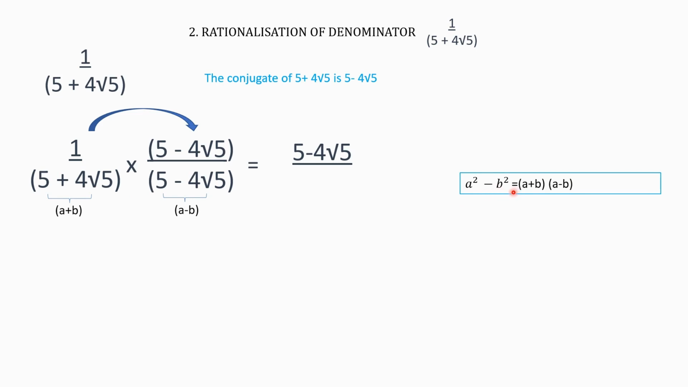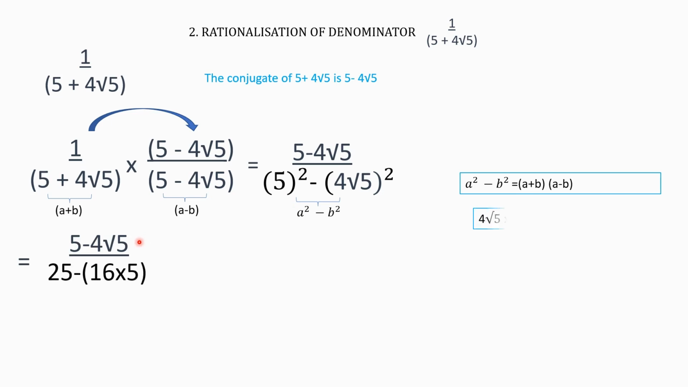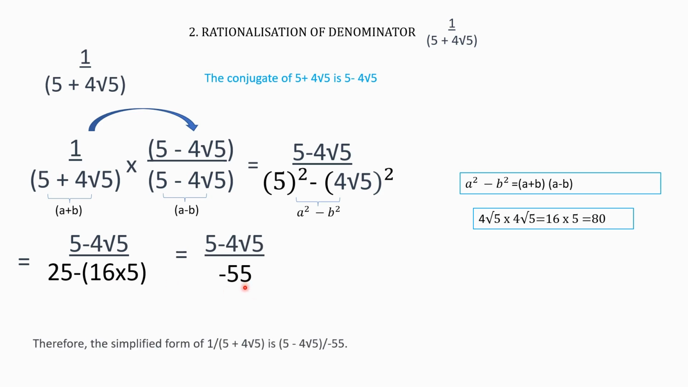Applying the same formula here, we get 5 square minus 4 root 5 whole square. Next step, we get the numerator as it is, 5 minus 4 root 5, divided by 25 minus 16 into 5, which is equal to minus 80. Finally, we get 5 minus 4 root 5 by minus 55. Therefore, the simplification of 1 by 5 plus 4 root 5 is 5 minus 4 root 5 by minus 55.